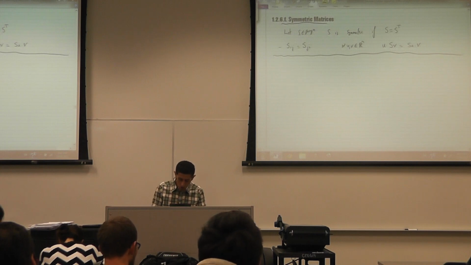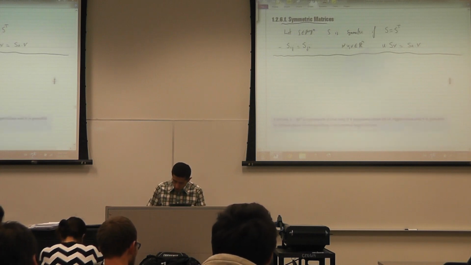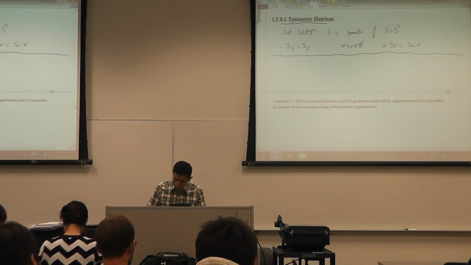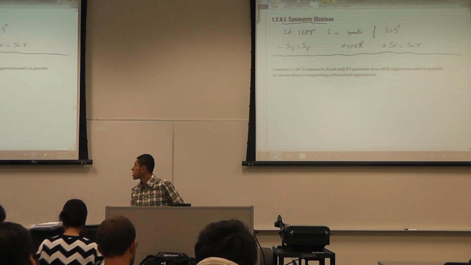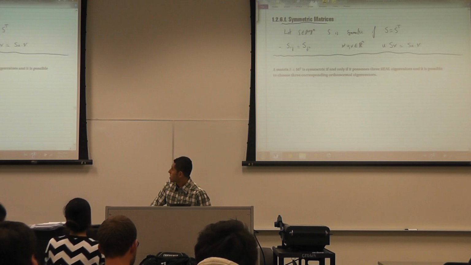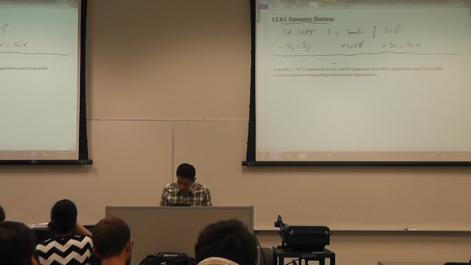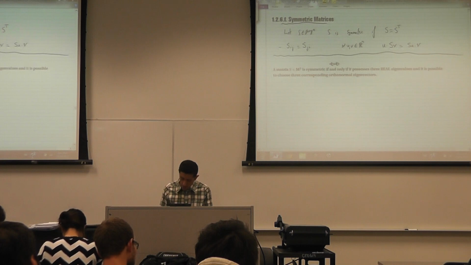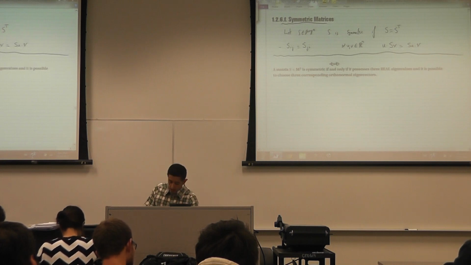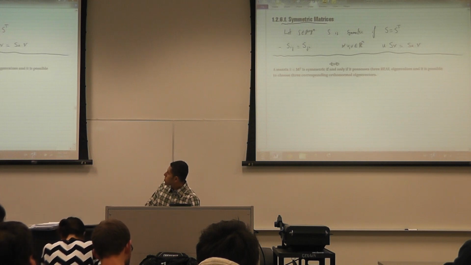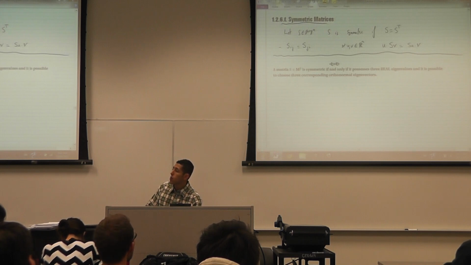So for a symmetric matrix, this argument is very important. The matrix being symmetric is equivalent to saying the following: it possesses three real eigenvalues, and it is possible to choose three corresponding orthonormal eigenvectors. The eigenvectors associated with those eigenvalues are perpendicular to each other. Now this applies also to higher dimensions.